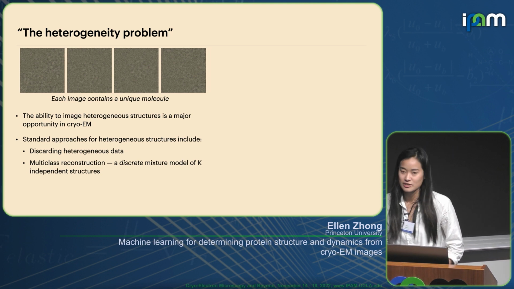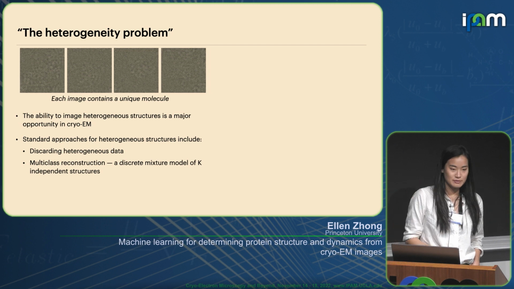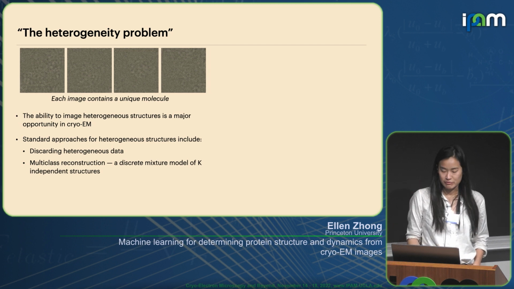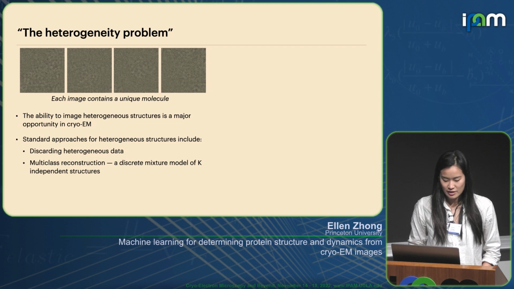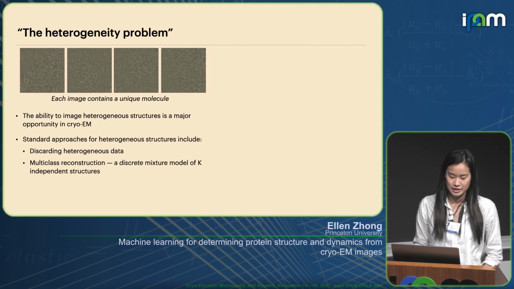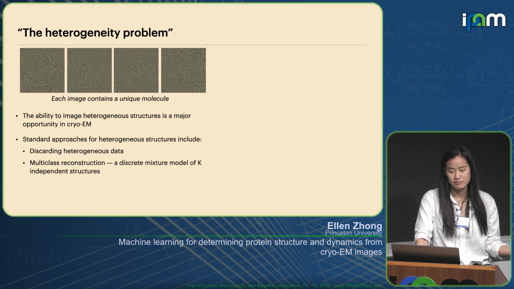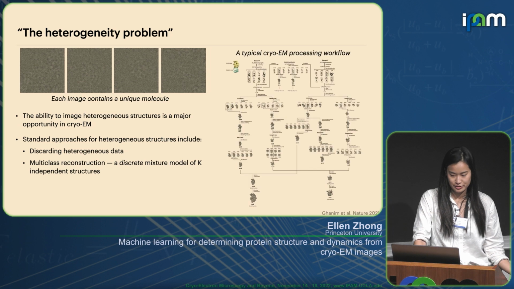Standard approaches to dealing with heterogeneity include discarding as much of it as possible, maybe even experimentally rigidifying your system. And then the workhorse that we've talked about earlier today is 3D classification-based approaches, where we model image formation as originating from a discrete mixture model of K independent structures.